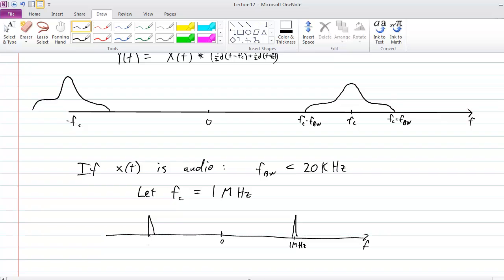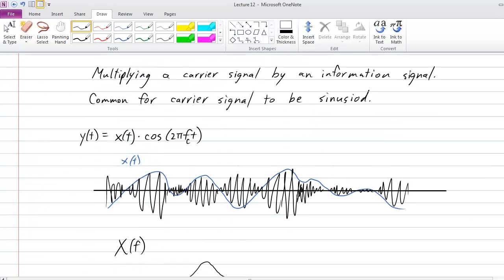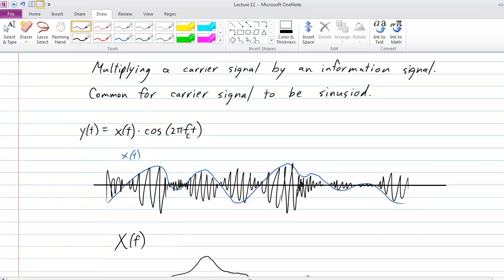20 kilohertz is not that wide compared to that carrier frequency. Okay. Now, question is, can we get back our information after we've done this modulation? Is this invertible? Well, we could try to divide out the cosine, but instead, notice the following.